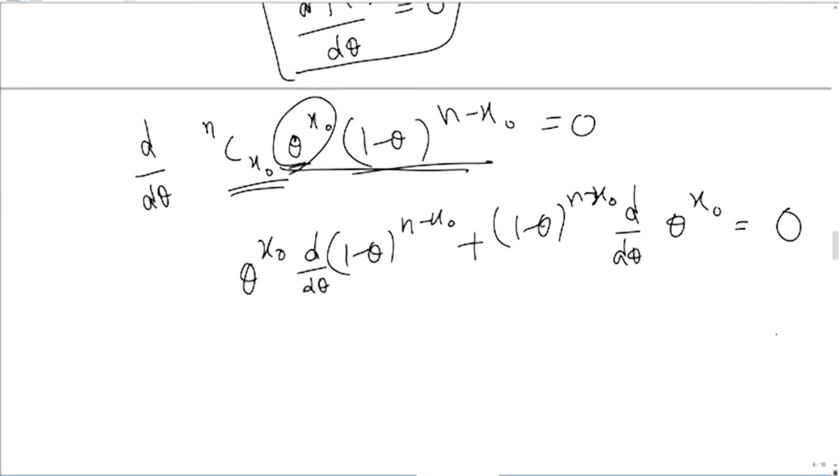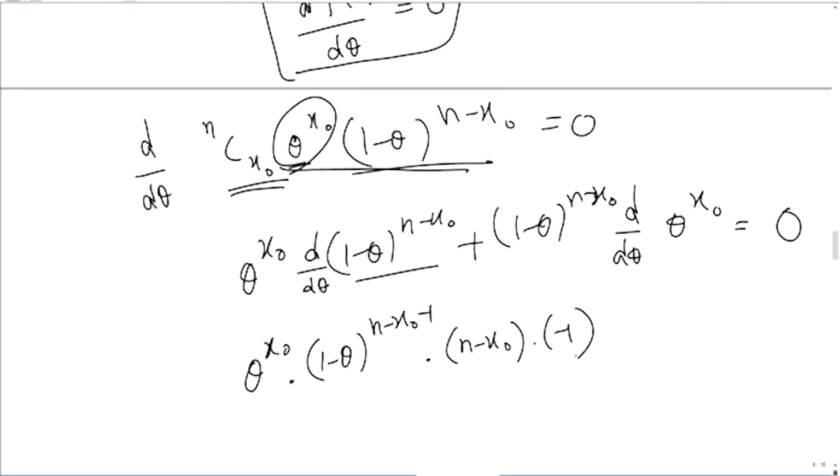What would happen if you differentiate this? Theta to the power x naught, when you differentiate 1 minus theta to the power n minus x naught, becomes 1 minus theta to the power n minus x naught minus 1, into n minus x naught, and then differentiate 1 minus theta as well, which becomes minus 1. This is the first quantity. The second quantity is 1 minus theta to the power n minus x naught, and you differentiate theta to the power x naught, giving x naught into theta to the power x naught minus 1, equals 0.